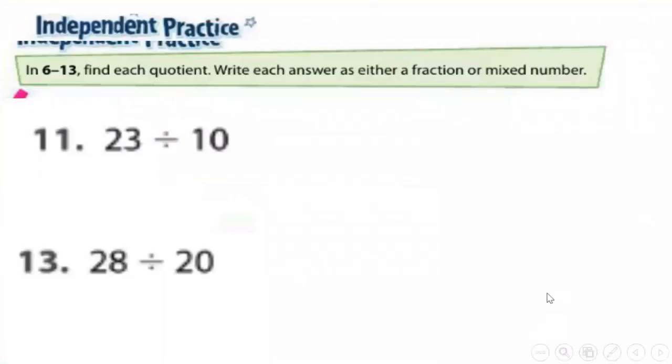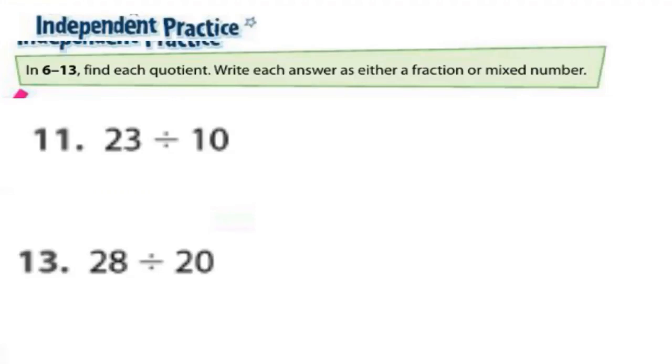Okay, my dear friends, here we are in the independent practice on the same page. In points 6 to 13, find each quotient. Write each answer as either a fraction or a mixed number. As you see in front of you, there are many problems to solve, but I'm not going to solve all of them. I'll select some of them to make it easy for you to solve the others. I will start from number 11.